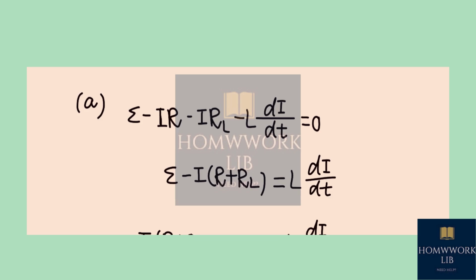Okay, so according to Kirchhoff's law, we have EMF minus IR minus I RL, and then minus L di/dt is equal to 0. R is the resistance on the resistor, RL is the resistance on the inductor, L is the inductance of the inductor, and EMF is the source voltage.